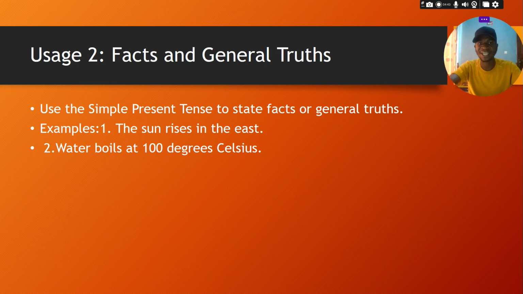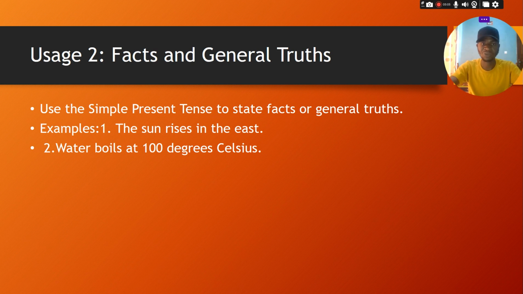This one is a fact. The sun rises in the east. That's a fact. And example number 2, water boils at 100 degrees Celsius. This one is also a fact or a general truth. Water boils at 100 degrees Celsius. So we use simple present tense.